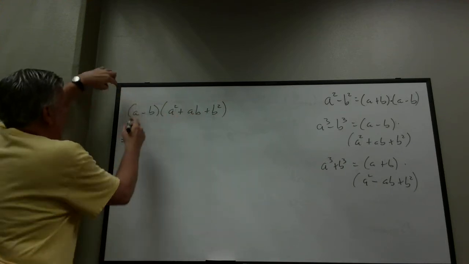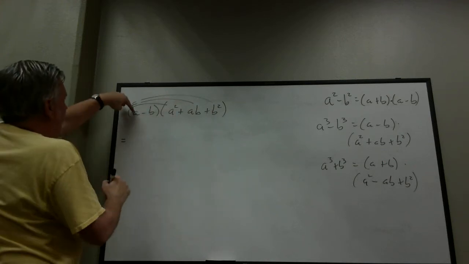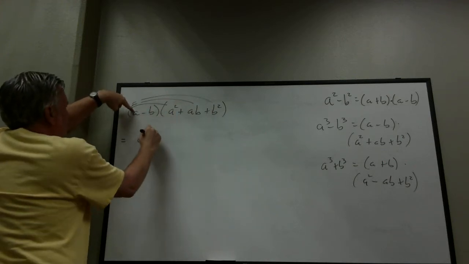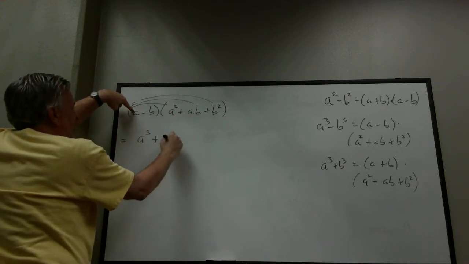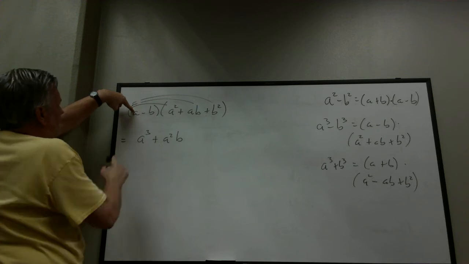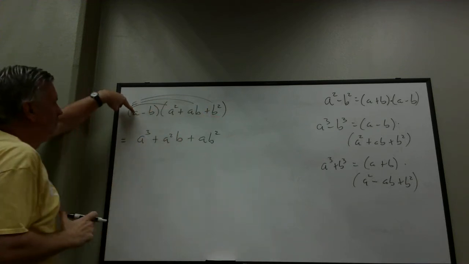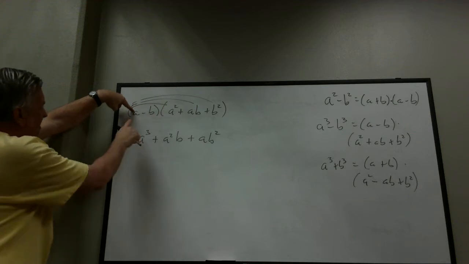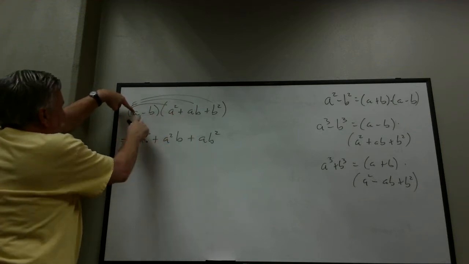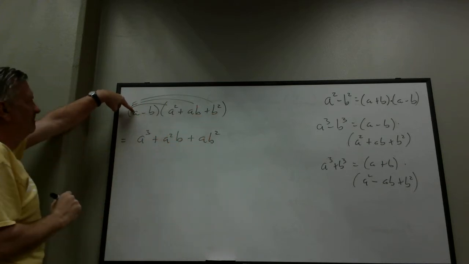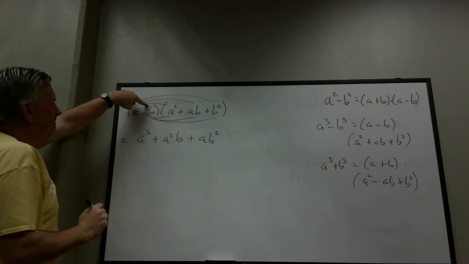I'm going to take a times each of those things. So a times a squared is a cubed. A times ab is plus a squared b. A times b squared is plus ab squared. Let me check myself. A times a squared is a cubed. A times ab is a squared b. A times b squared is ab squared. Now I'm going to do the negative b times each of those.